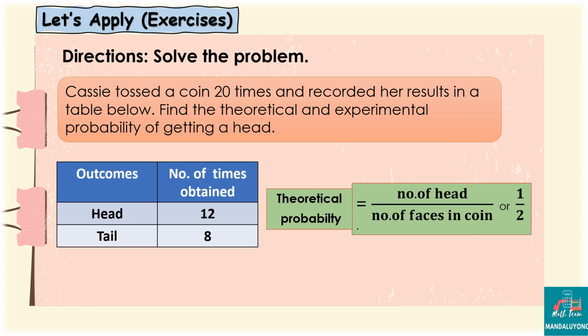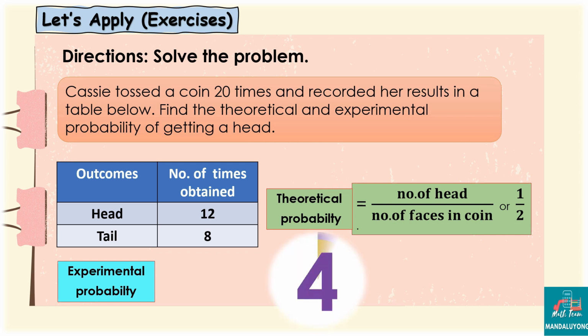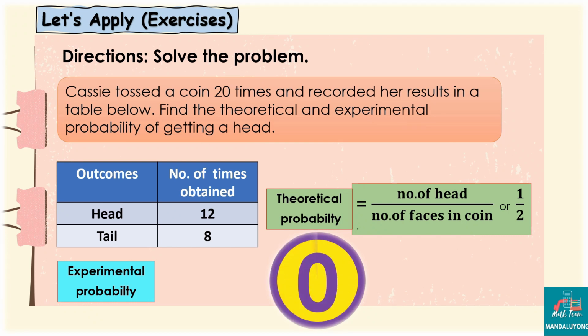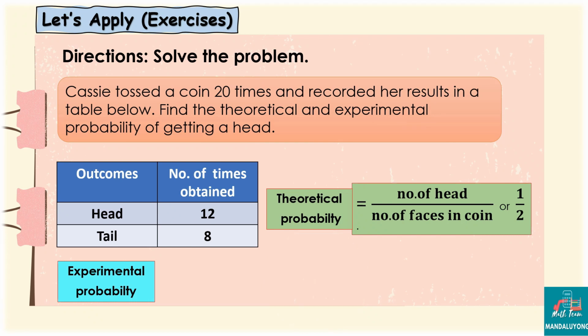The number of head that we can obtain from tossing a coin is 1. And the number of faces in a coin is 2. It is either head or tail. So, the theoretical probability of an event is 1/2. Next, let us answer this by using experimental probability. Let us see what is the answer.